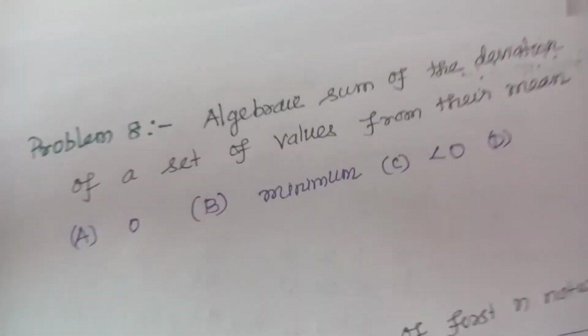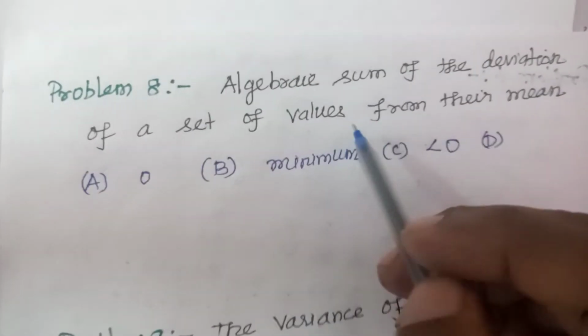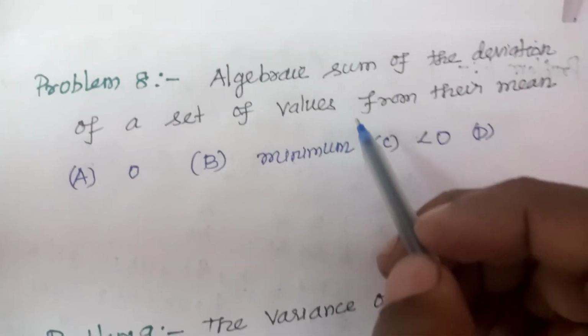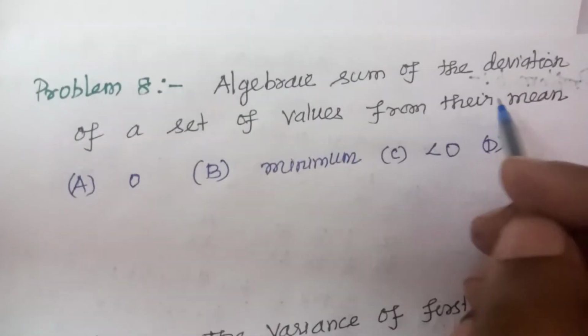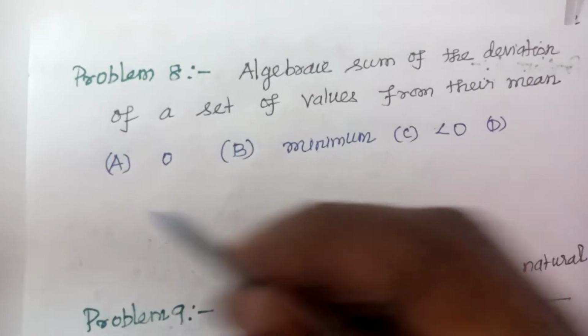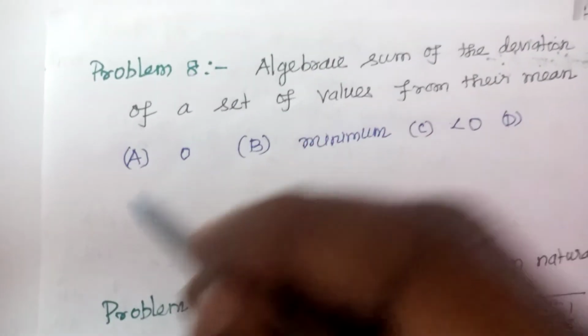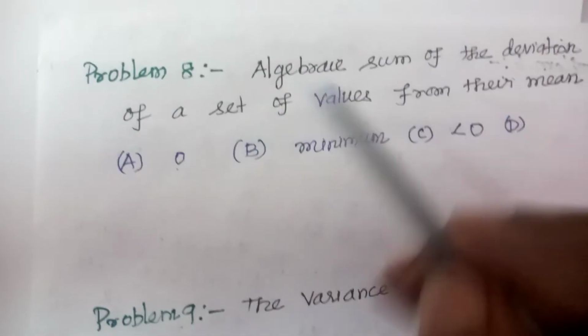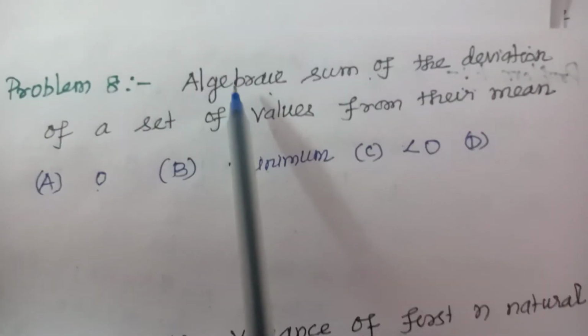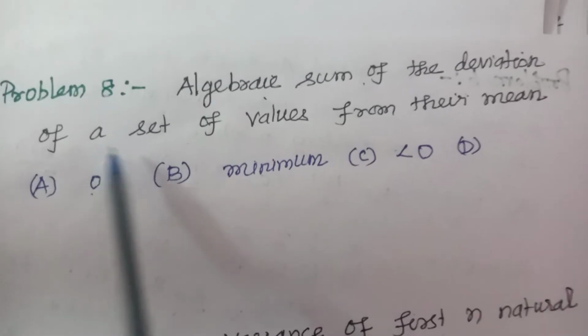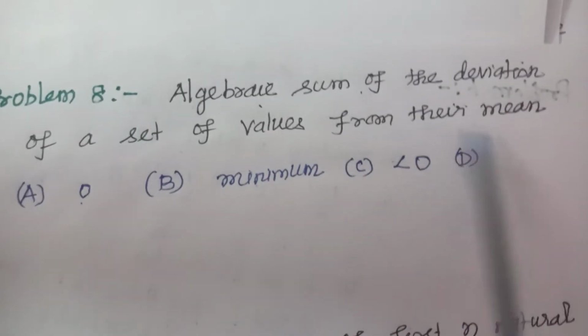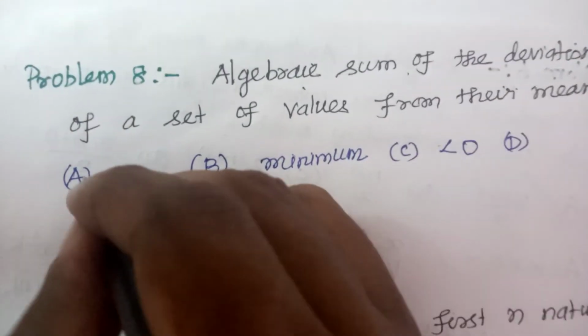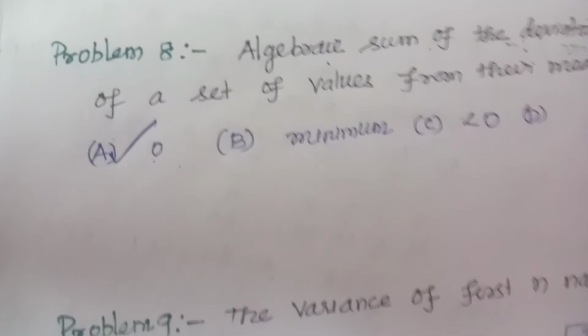Problem number 8. The algebraic sum of the deviations of a set of values from their mean is, which was already asked in TRB, PGTRB. We already know the properties. First property: the algebraic sum of the deviations of a set of values from their mean is 0. So the answer A is the correct answer.